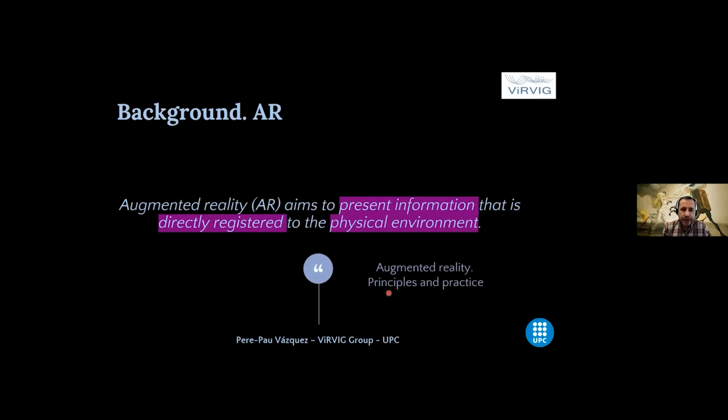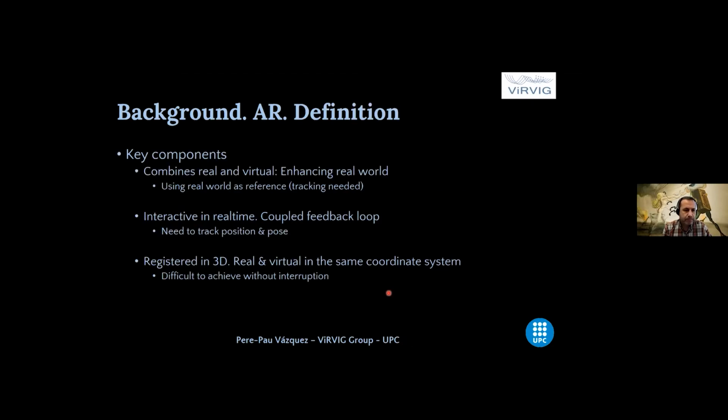So let's go for AR. So AR aims to present information that is directly registered with the physical environment. So the key components in augmented reality is that they combine real and virtual. So the idea is that we enhance the real world. Again, we have to have proper update in real time.